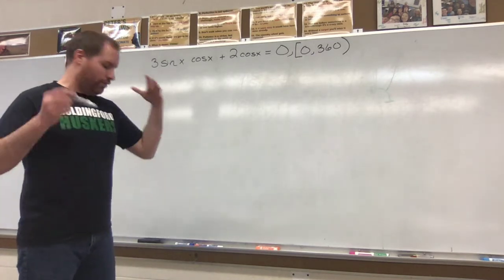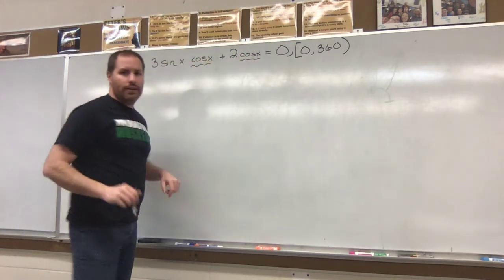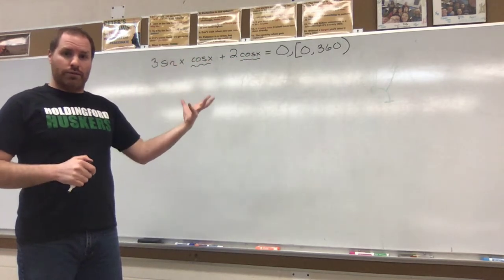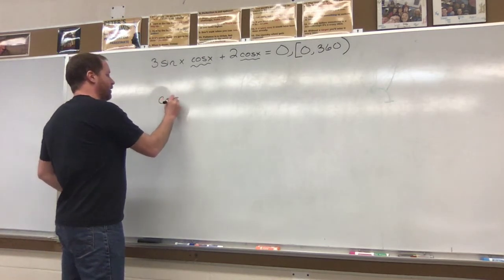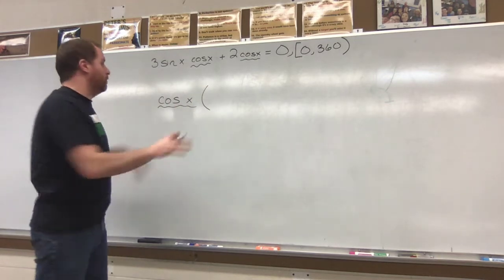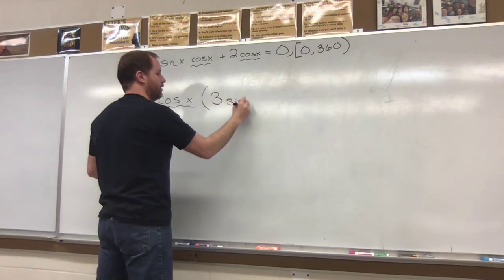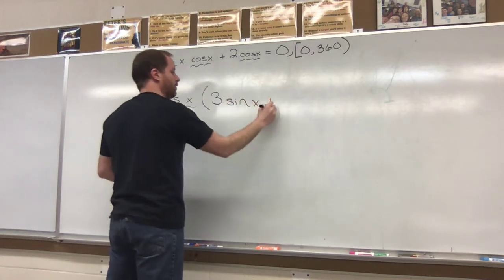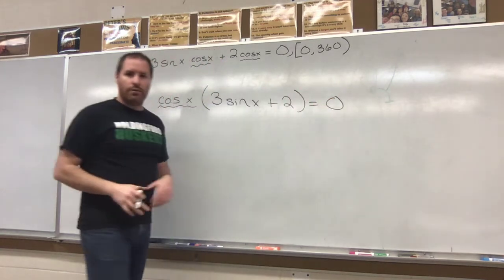So on here, just like we would with anything else, we pick out what's the same in the different terms. In here, they both have a cosine. So we will factor out that cosine of x, right? We factor that out of there. And then we write down what's left. Here there's a 3 sine x plus 2, and all that's equal to 0, which is all fantastic.